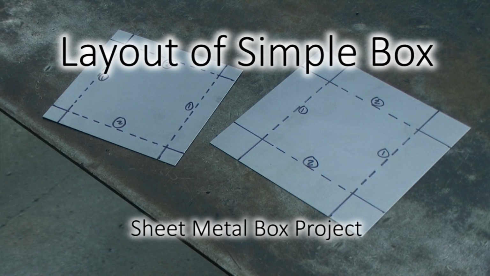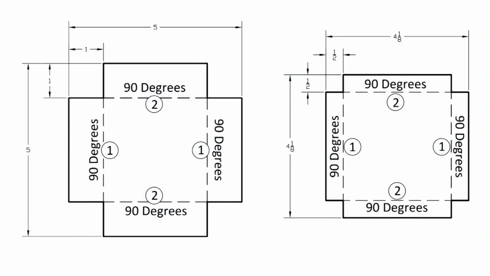In this video, we will be laying out the simple box on sheet metal. If I take a look at the original drawing, I can see that I need two different pieces of sheet metal. The first piece measures 5 inches by 5 inches. The second piece measures 4 1/8 inches by 4 1/8 inches.